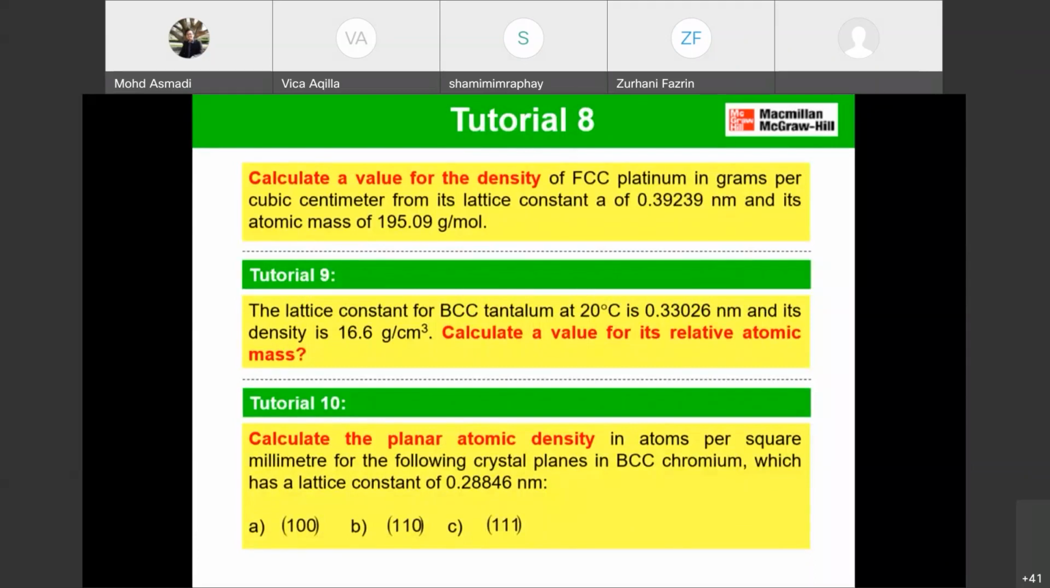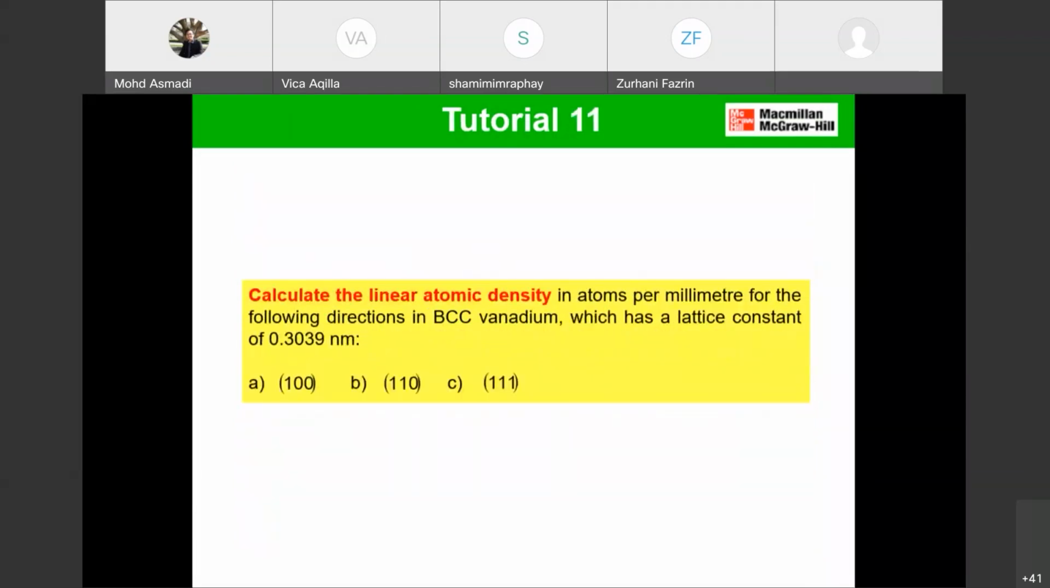Tutorial 8. Or you can do it first, and next class we will discuss. You do tutorials 8, 9, and 10 first. We will discuss them in the next class, but just very briefly. Similarly, also tutorial 11. You can try it first, and later I will give you the answer.